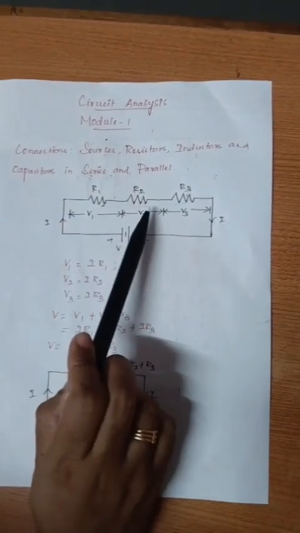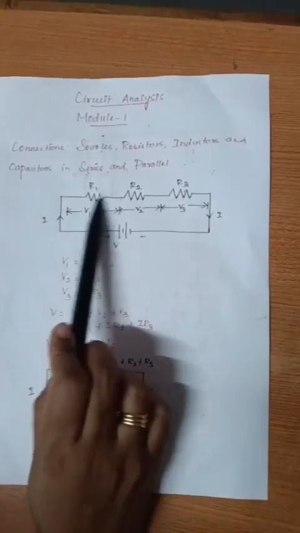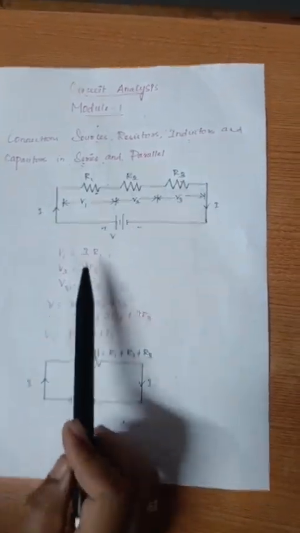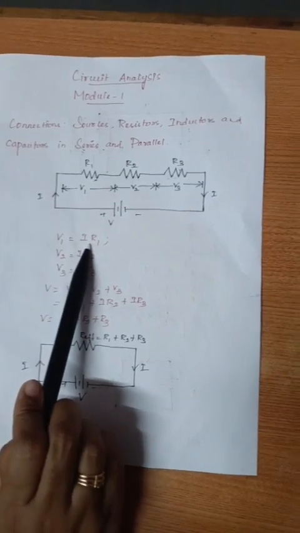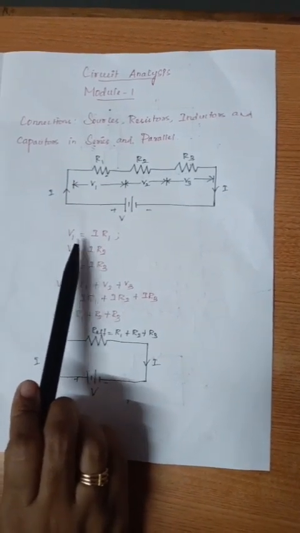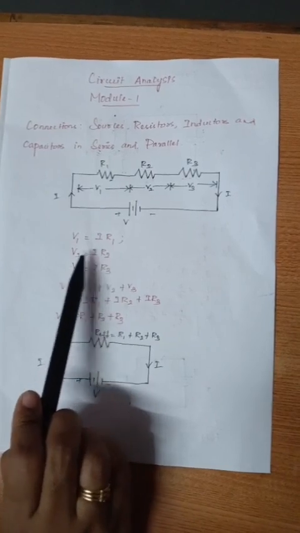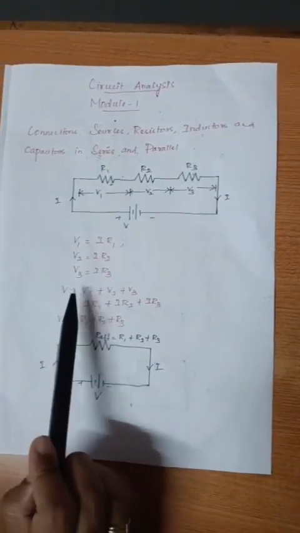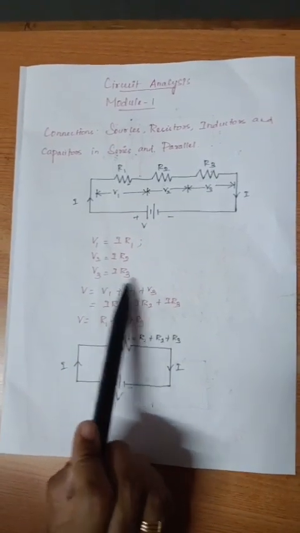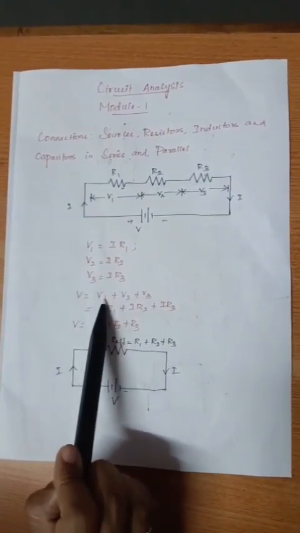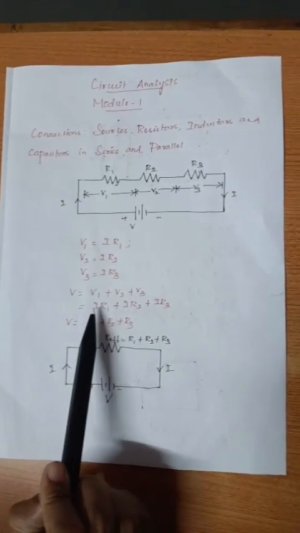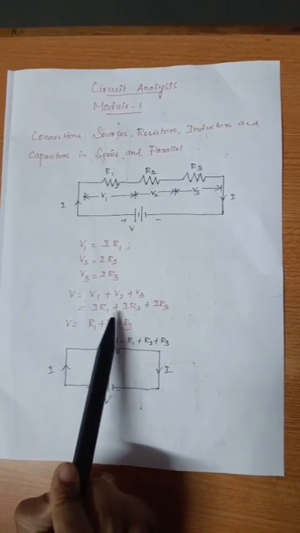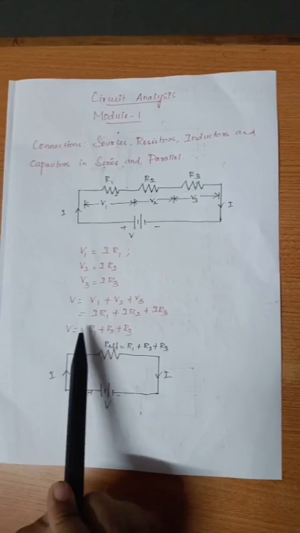When resistors are connected in series, the same current passes through all of them. Each resistor has a voltage drop across it given by Ohm's law: V1 is equal to I into R1, V2 equal to I into R2, V3 equal to I into R3. So the total drop across the three resistors, V, is equal to V1 plus V2 plus V3, which is equal to IR1 plus IR2 plus IR3.